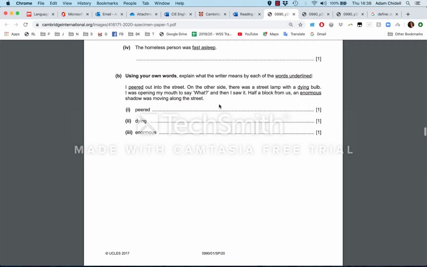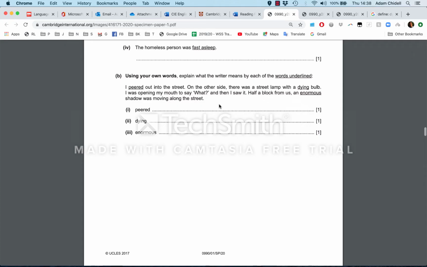Now, you could put in the word big, but it would get you 0 marks, because enormous does not mean big. Enormous means something huge or vast or gargantuan, okay? And that is what I mean by being precise, okay? Big is not completely incorrect, but it is not precise enough to get you the mark, okay? So really think carefully. Is the definition that you've given accurate and precise, okay?